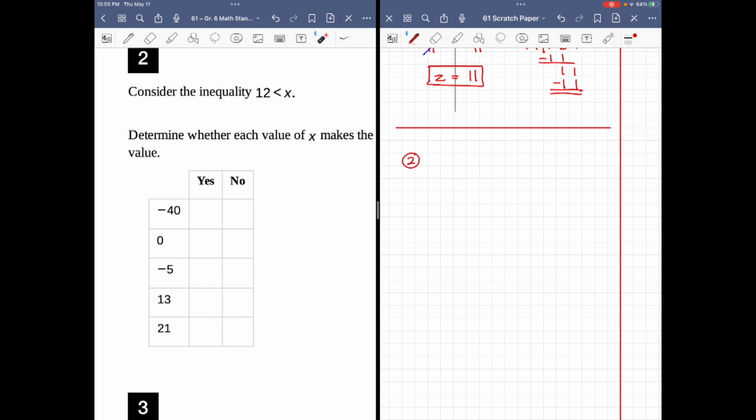Here's question number 2. And we need 5 lines to test all of these 5 values here. So write down 12 is less than negative 40. 12 is less than 0. 12 is less than negative 5. 12 is less than 13. And 12 is less than 21. And we're going to answer yes or no about whether each of these statements is true.